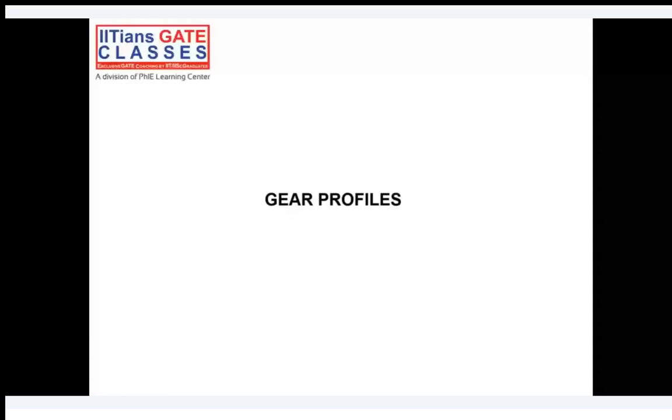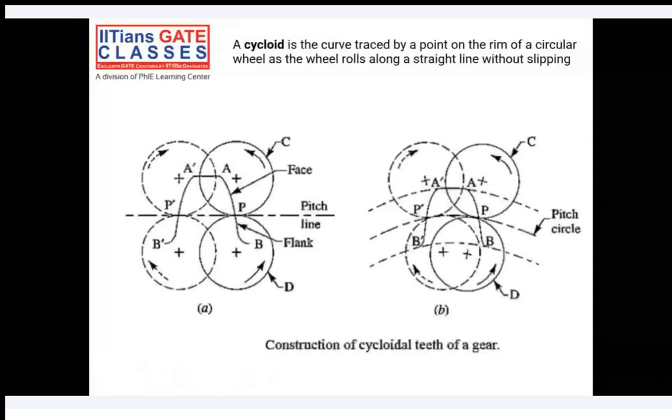Okay, I have given a small introduction in the last class that the profile has to follow the law of gearing. So there are two profiles which are commonly used. One is cycloidal profile and another one is involute profile. Okay, I have also given you an introduction. What is a cycloid? Cycloid is a curve traced by a point on a rim of a circular wheel as the wheel rolls along a straight line without slipping.